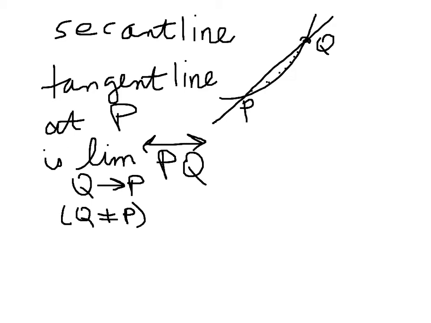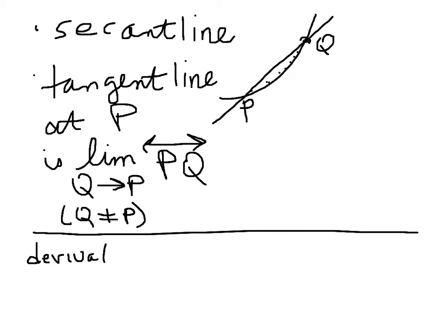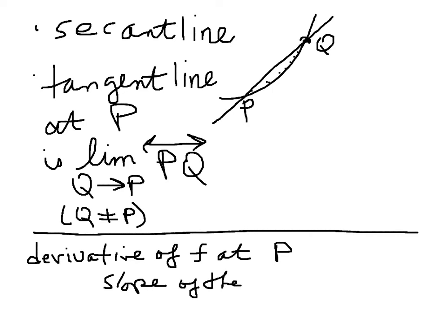So we have an idea of a secant line, and we have an idea of a tangent line, and finally we have the big idea of calculus, which is that the derivative of f at the point P is simply the slope of the tangent line at P. We have a lot of ways to express the derivative.